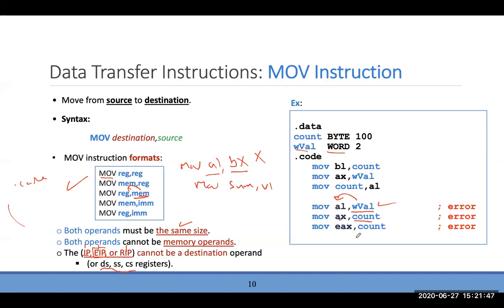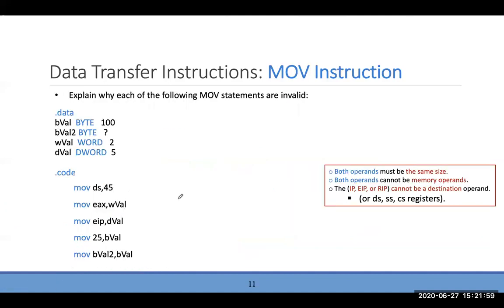Play with that, please, in your Visual Studio. If you move count again to EAX, again, it's 1 byte to 4. This is 1 byte to 2. This is 2 bytes to 1. So this cannot happen. Move cannot handle it.